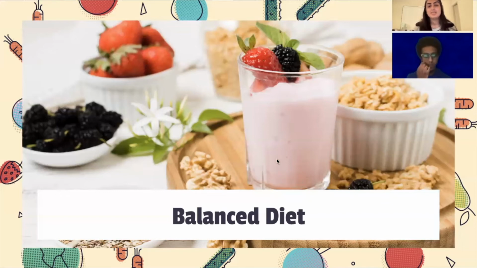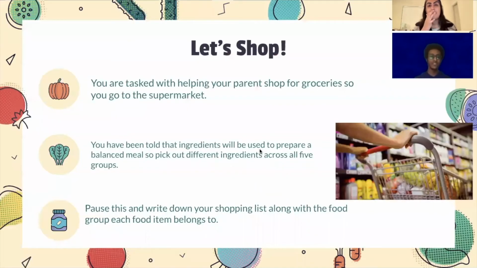So we can go to the activity that we have planned, and that is going to be a shopping activity. I hope you guys like shopping because I do. So you're basically tasked with helping your parent shop for groceries, and you are given the responsibility to go to the supermarket and come up with a list of ingredients that will be used to prepare a balanced meal. So you're going to pick out different ingredients, and the meal has to be balanced. So your ingredients have to come from all the different 5 food groups that we talked about.